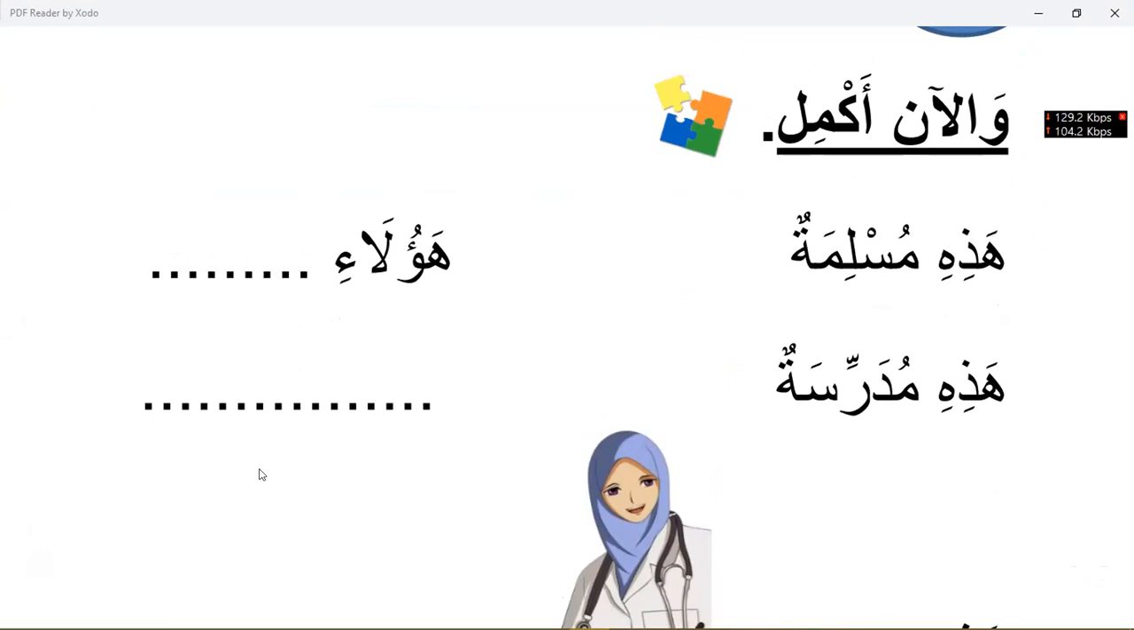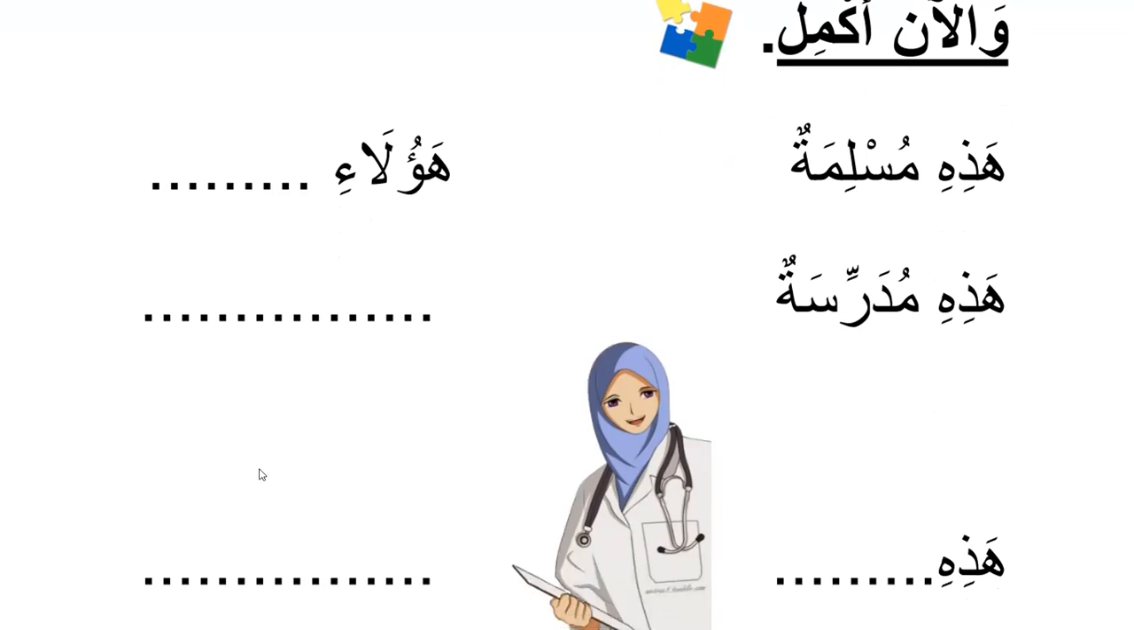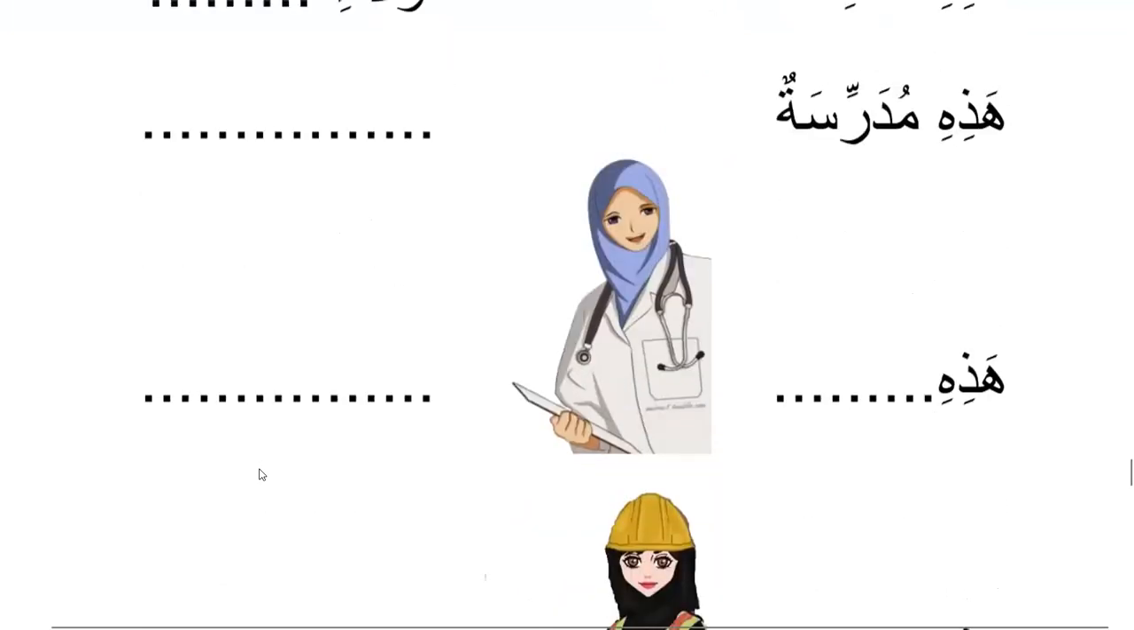Hazihi Muslima. This is a Muslim. Haulai Muslimat. These are Muslims. Correct. Hazihi mudarrisa. Mudarrisa means female teacher. Okay. Haulai mudarrisat. These are female teachers. Correct.